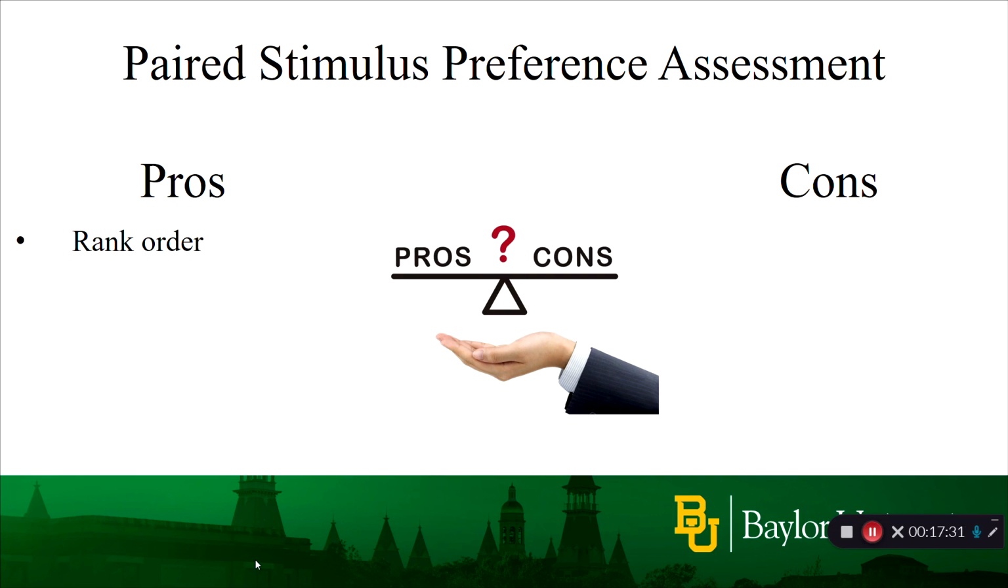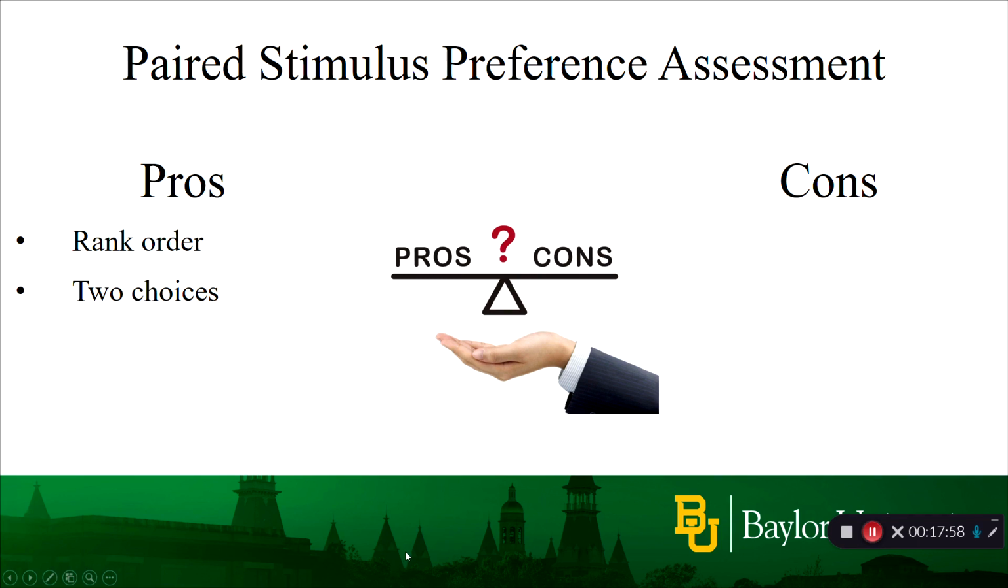It is impossible for a student to only pick one item in a paired stimulus preference assessment. A single item is not presented during every single paired stimulus choice. Therefore, we're always going to end up with some form of a rank order. So I think you get a little more data, a little more in-depth picture of your students' preferences when you choose a paired stimulus preference assessment.